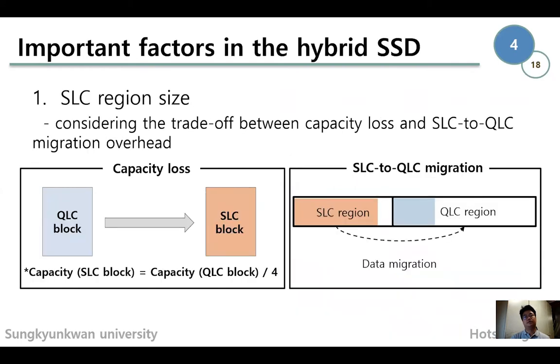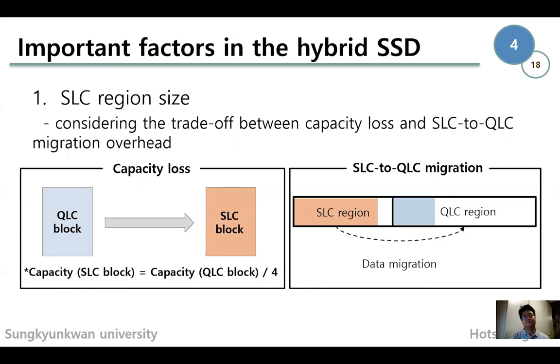There are two important factors in designing a hybrid SSD. The first is the SLC region size. To determine the size of the SLC region, we should consider the trade-off between capacity loss and SLC cache migration overhead. As shown in the picture, the capacity of an SLC block is smaller than that of a cache block. Thus, the total capacity of the SSD is lost as more flash blocks are allocated to the SLC region.